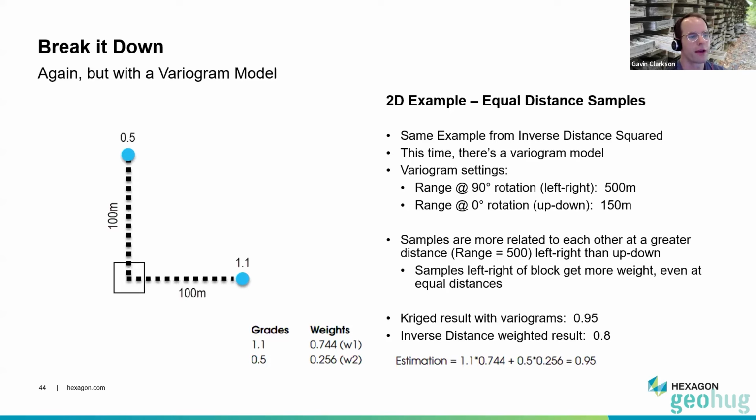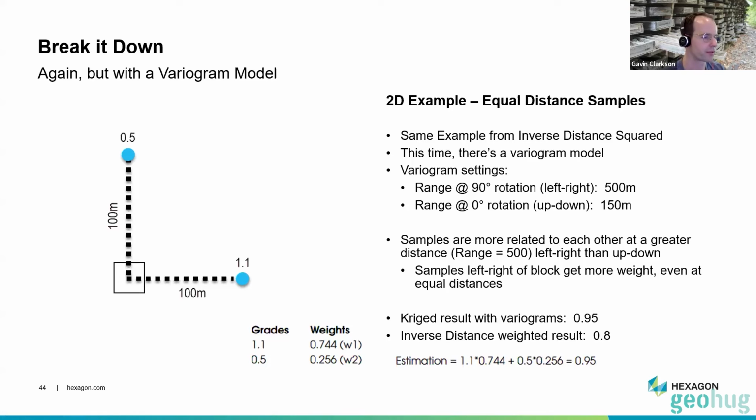In this case, let's say we have a variogram model, just a simple 2-dimensional one. It's going to tell me that the range at 90 degrees rotation, so let's say that's left to right, east-west, if I was to look along east-west, the range is 500 meters. We have a greater range. So across a greater separation distance, my samples are more similar. And then at 0 degrees, so let's say this is north-south, it's only a range of 150. So the samples become more different more quickly at shorter distances than in my east-west direction. So samples are more related to each other at a greater distance left-right than they are up-down.